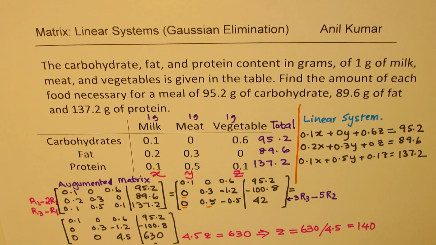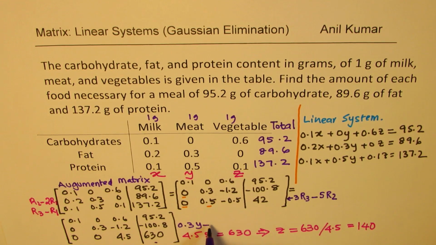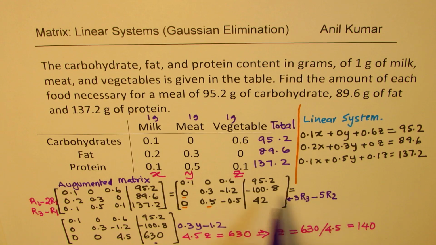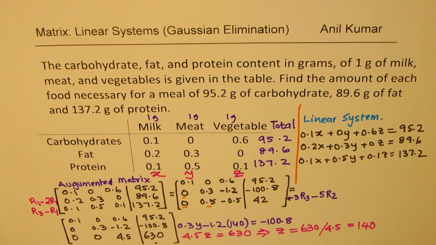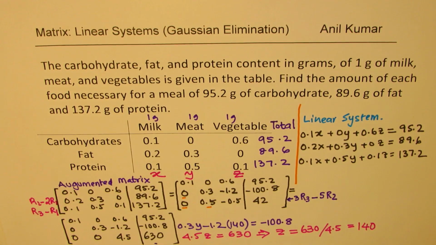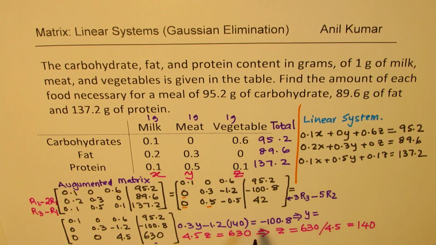So we solved one equation. Now the second one. In the second one, we have 0.3, and that is y value, minus 1.2. This is z value, right? So I'll just, because we have very less space here, I'll substitute 140 for z is equal to minus 100.8. Correct? So from here, I can find what y is, correct? So that gives you the y value.